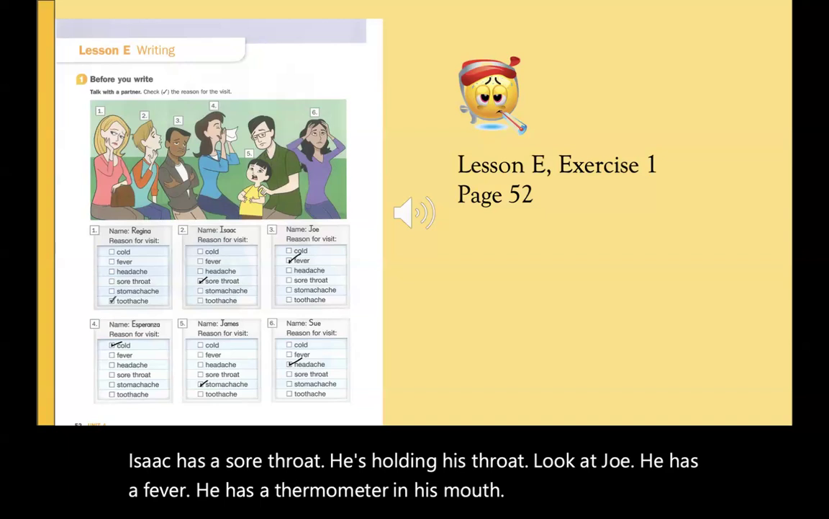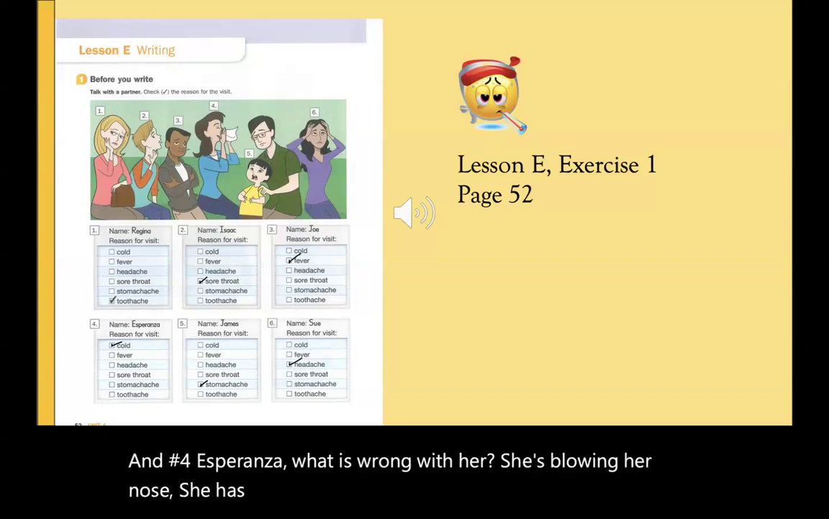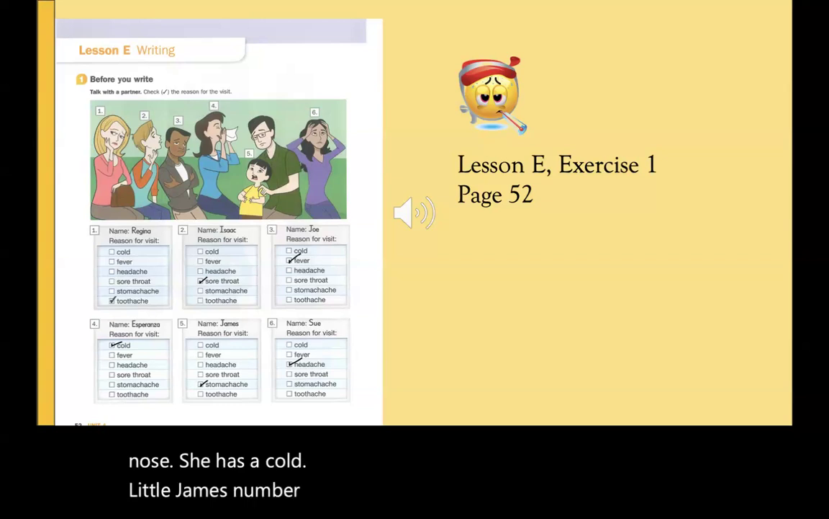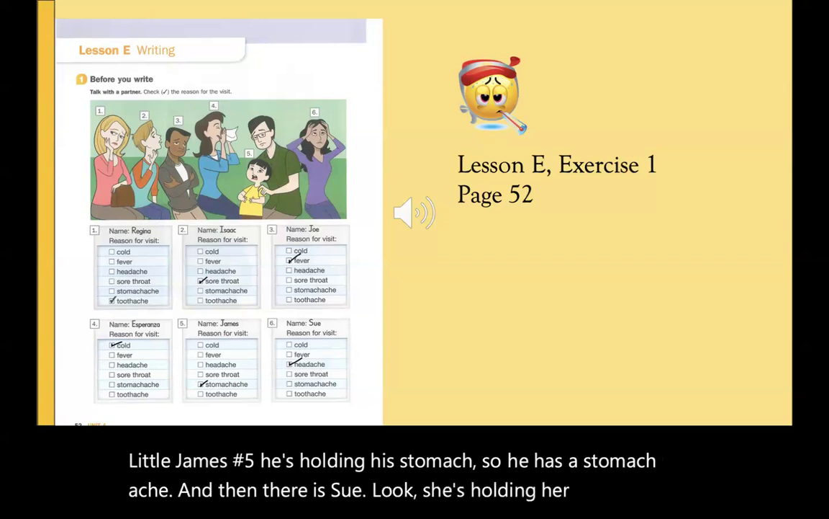And number 4, Esperanza. What is wrong with her? She's blowing her nose. She has a cold. Little James, number 5, he's holding his stomach. So he has a stomach ache. And then there is Sue. Look, she's holding her head. She has a headache.